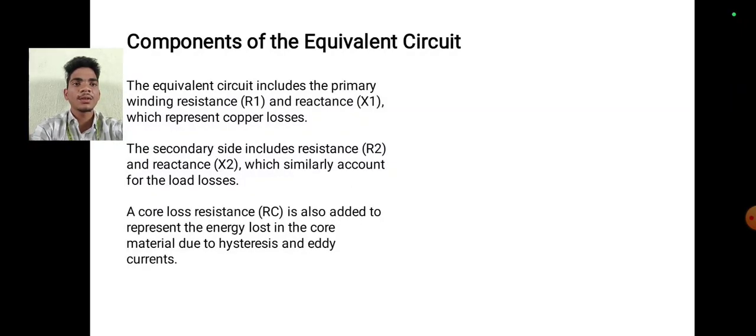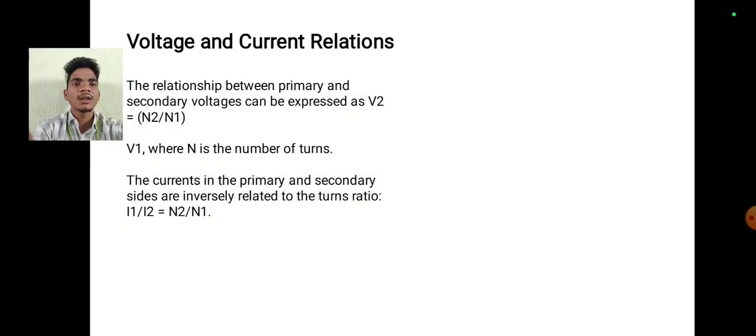Components of equivalent circuit. The equivalent circuit includes the primary winding resistance R1 and reactance X1, which represent copper losses. The secondary side includes resistance R2 and reactance X2, which similarly account for the load losses. A core loss resistance RC is also added to represent the energy loss in the core material due to hysteresis and eddy currents.